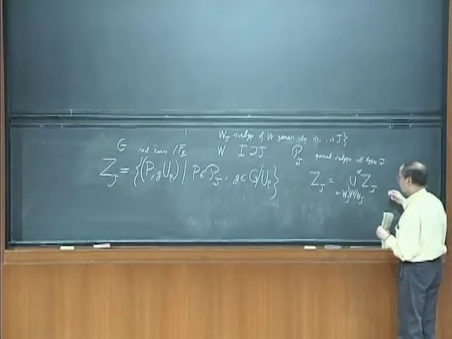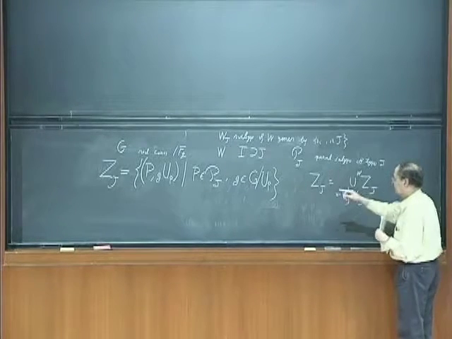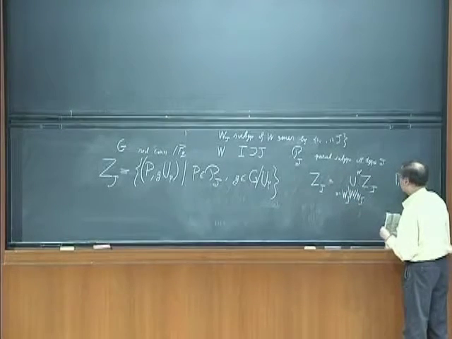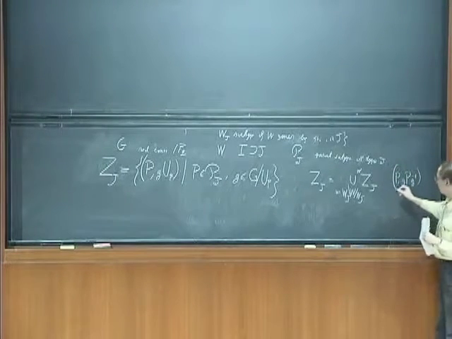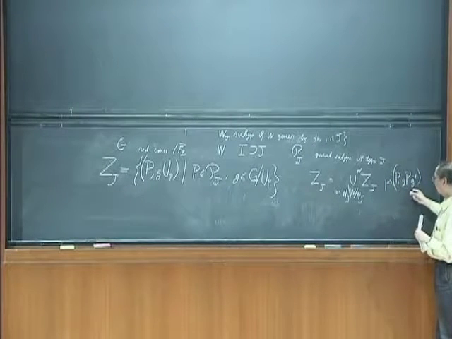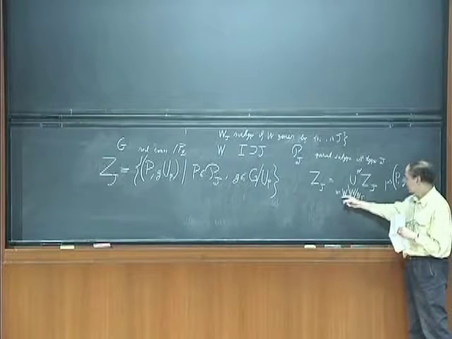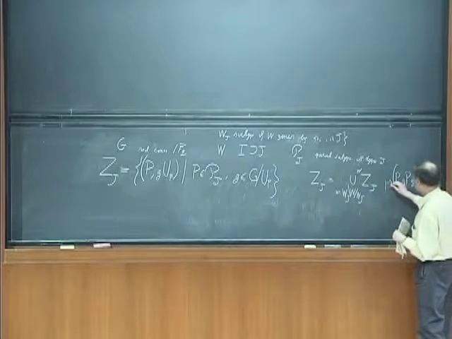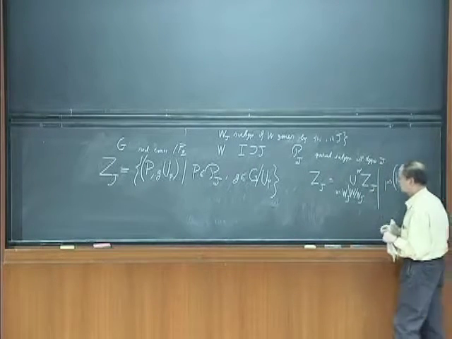Namely, if you have some point in Z_J, you can look at the relative position of P and gPg inverse. And this will be some element of the Weyl group, and it is well defined up to W_J. So this gives a way to partition Z_J into pieces.